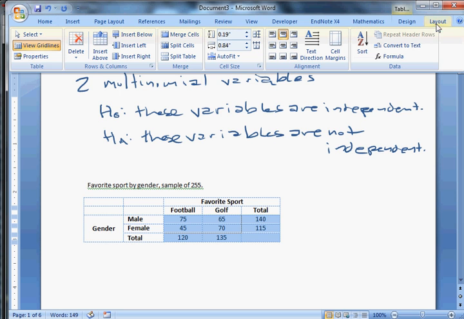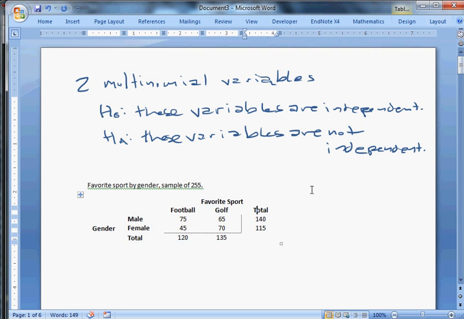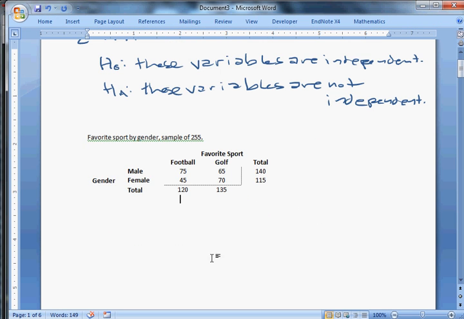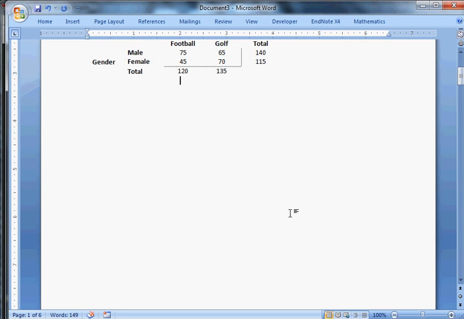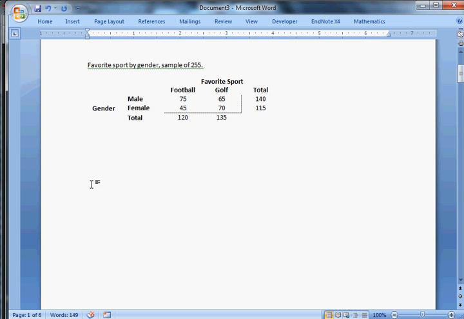Actually, let me get rid of these grid lines. There, that's much prettier. So these are our results. 75 people are male and like football. 65 people are male and like golf. 45 people are female and like football. 70 people are female and like golf.